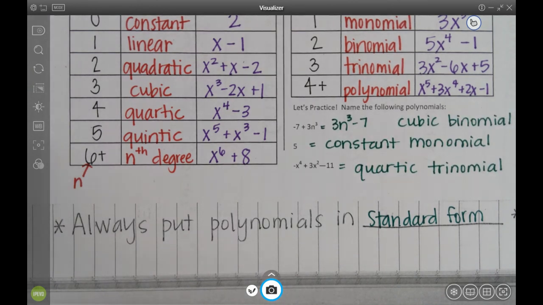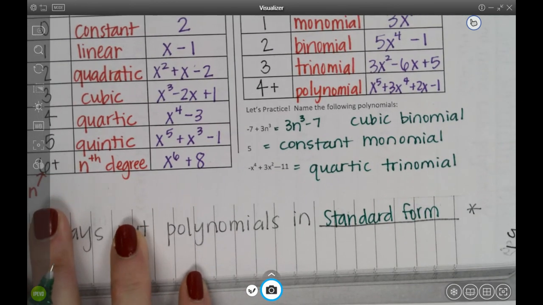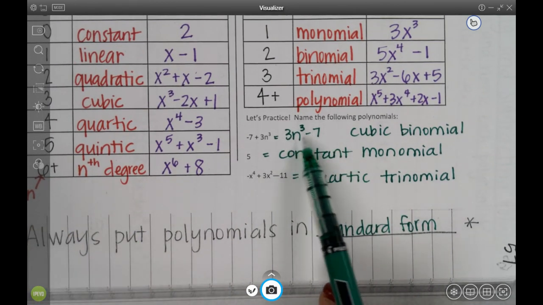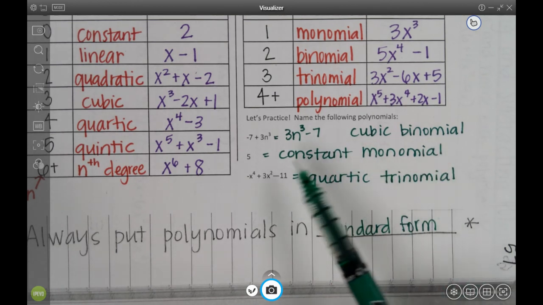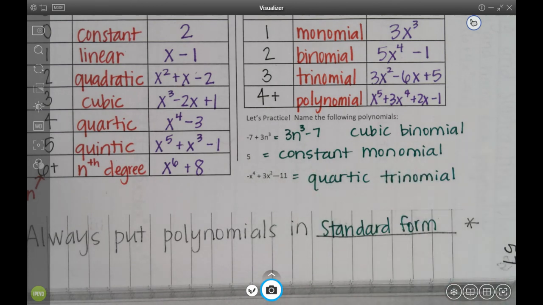You ready to check them? Okay, so the first one has a degree of 3, has 2 terms, so it's a cubic binomial. Second one is just the number 5, so it's a constant monomial. And the third one has a degree of 4 and 3 terms, so it is a quartic trinomial.